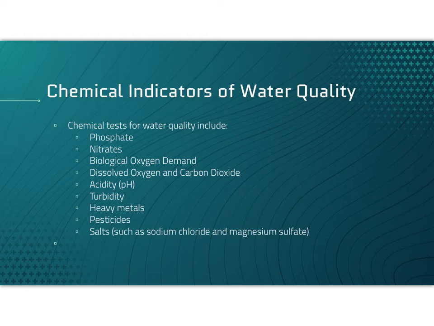Chemical indicators of water quality. So we've looked at biological. Chemical tests for water quality can include tests for phosphates, nitrates, biological oxygen demand, pH, turbidity, which is how well you can see through, heavy metals, pesticides, and salts.